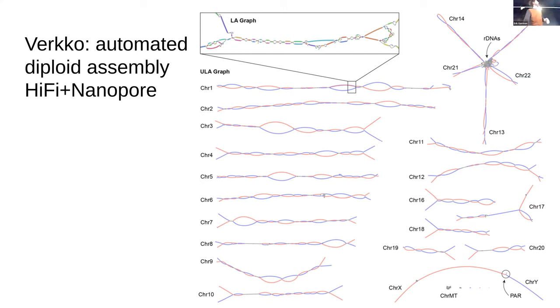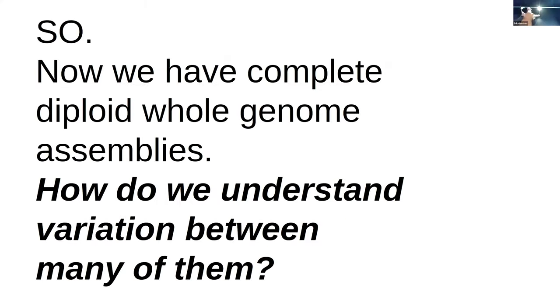That's kind of the last frontier, what we can do. Okay, so we have this way to automatically make complete genome assemblies de novo. And this flips the whole problem around. Now we need to understand how to see the differences between them and characterize them. How can we take many of those complete assemblies and understand what's going on in them? We haven't had tools to do that because we didn't have the complete assemblies.